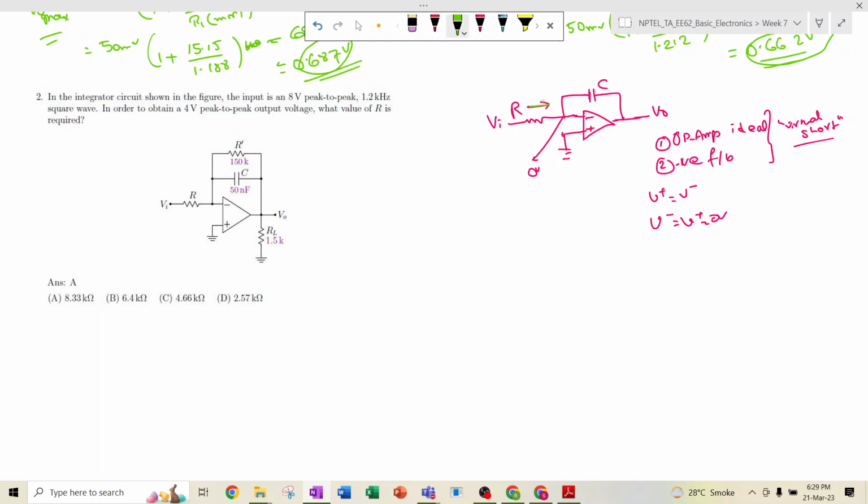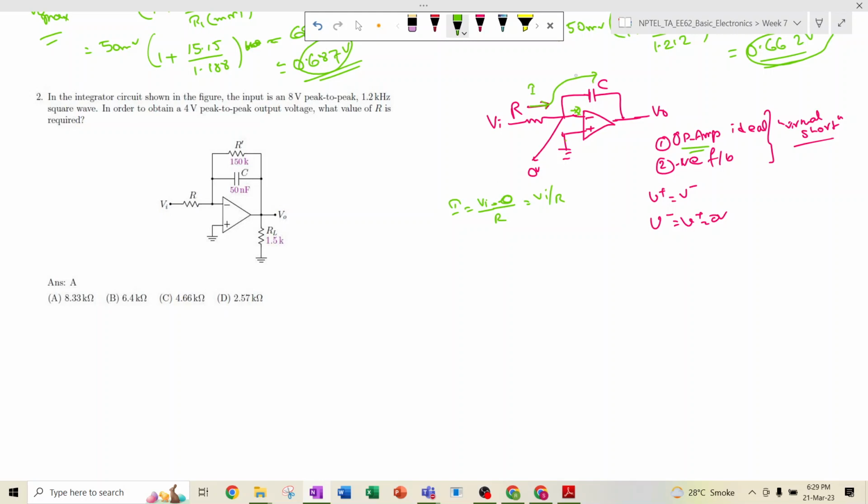So some current will flow through this. This current I can be written as I = (Vi - 0)/R, that is Vi by R. As we have already said, the op amp is in ideal condition, so no current will flow into the op amp, and this entire current will flow through the capacitor.